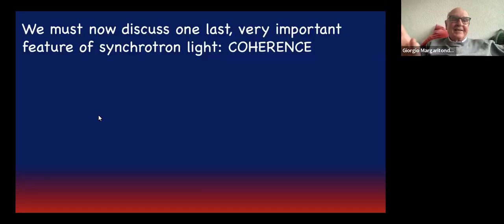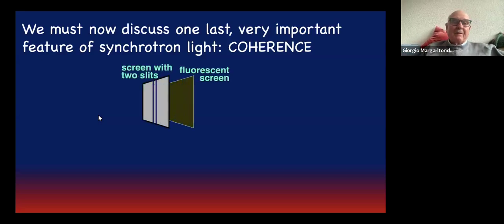All right, as I promised, we'll restart with the last of the important properties of synchrotron radiation from storage rings, that is coherence. And coherence is now becoming very important, and we shall see why. But let me start by seeing what it is. Let me make a simple comparison, because we can use a classical analogy once again in order to understand what's going on. That is, let's take a screen with two slits, a fluorescent screen, and we would like to get some kind of diffraction with a fluorescent screen.